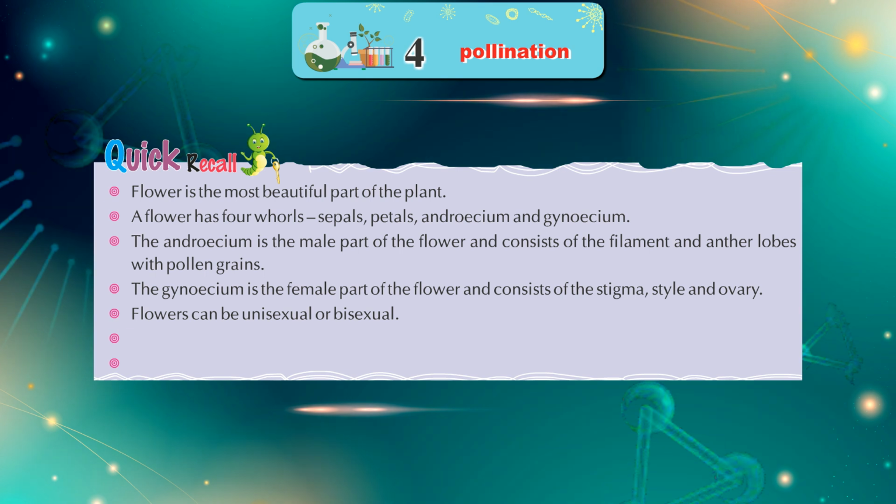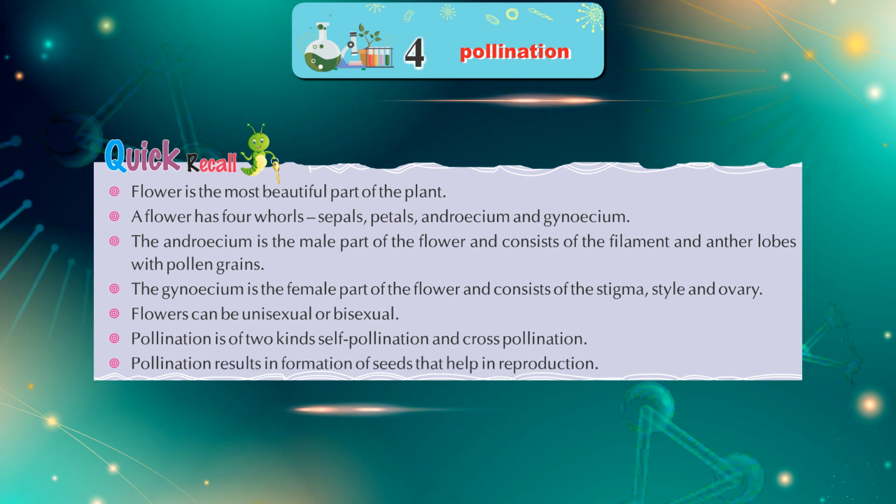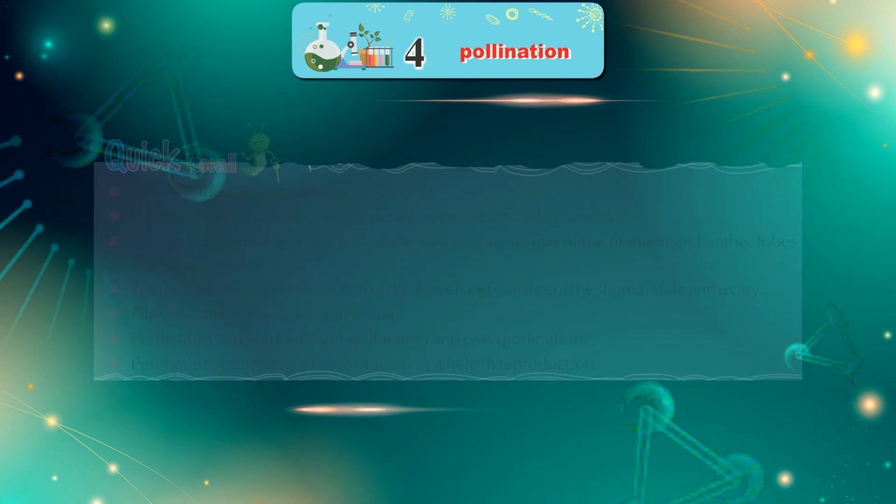Flowers can be unisexual or bisexual. Pollination is of two kinds: self-pollination and cross-pollination. Pollination results in formation of seeds that help in reproduction.